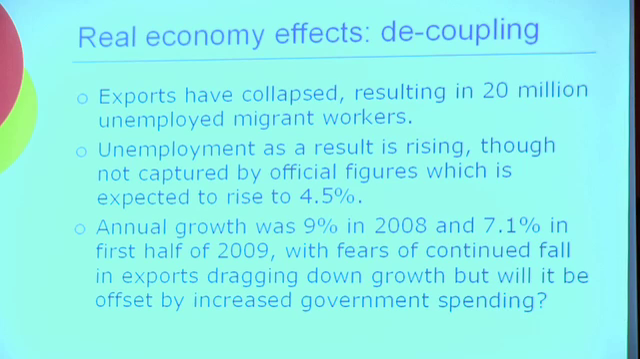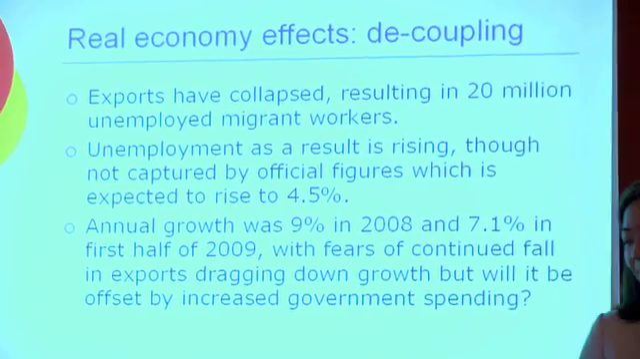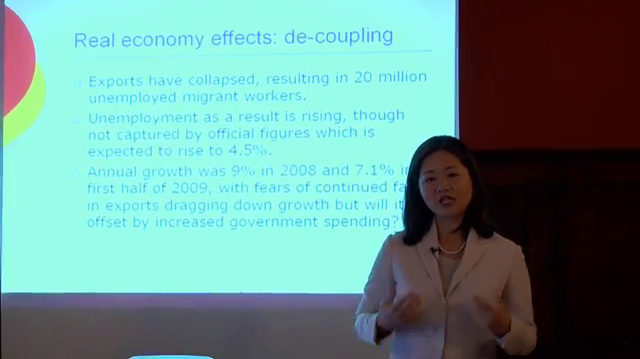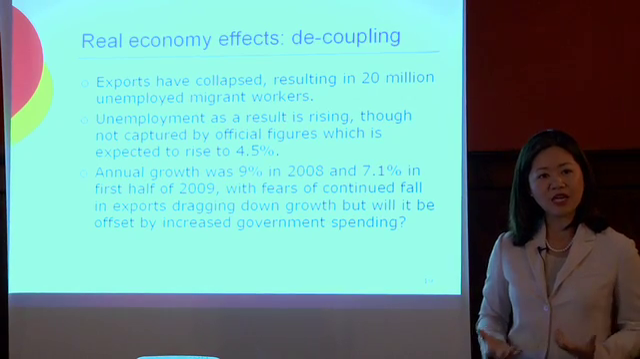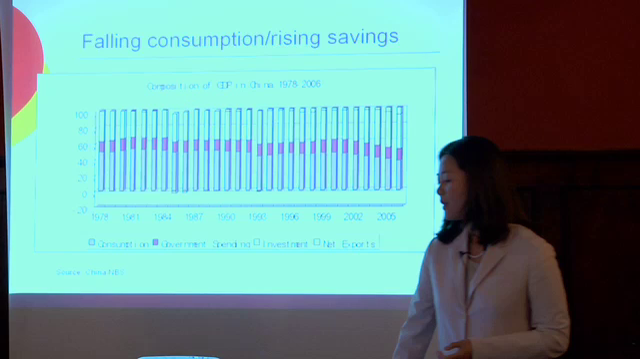Now, annual growth in China last year was 9%, which is about its average growth rate over the last 30 years. And it was 7.1% in the first half of this year. And there is still, even now, some concern that the global recession and the decline in exports will drag growth down even further, unless, of course, it's offset by government spending, stimulating the economy.